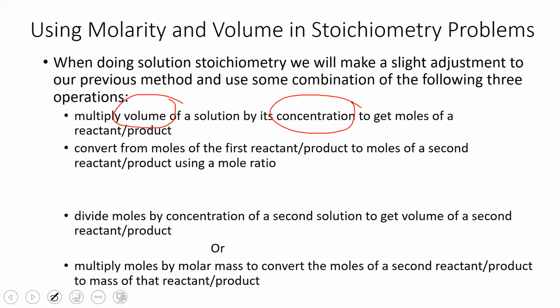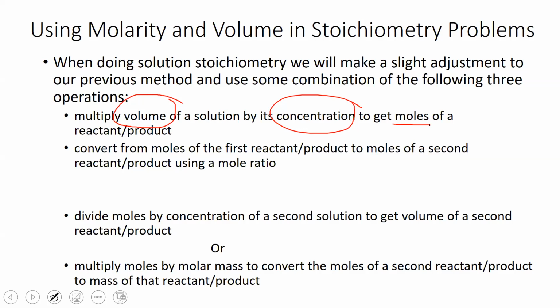Okay, so we can figure out how many moles of a reactant we have if we know the volume of the solution and the concentration of that solute in the solution. So you multiply those, that gives you moles. And so that essentially is like that first step in the previous set of rules for stoichiometry, except instead of mass divided by molar mass, now we're just saying volume times concentration.